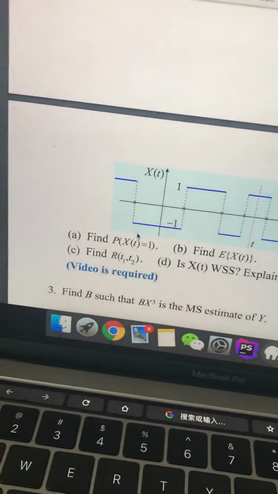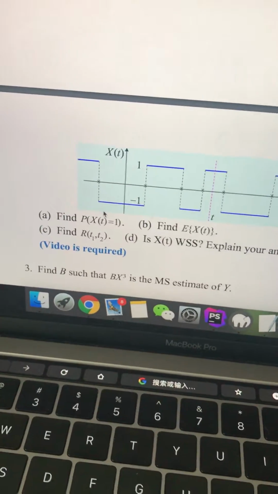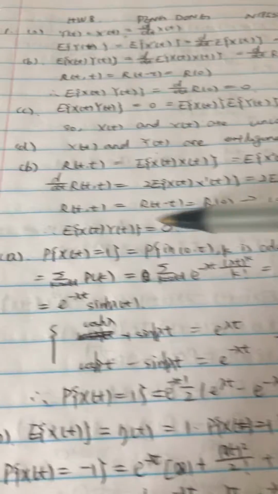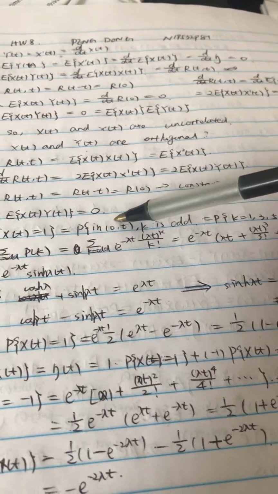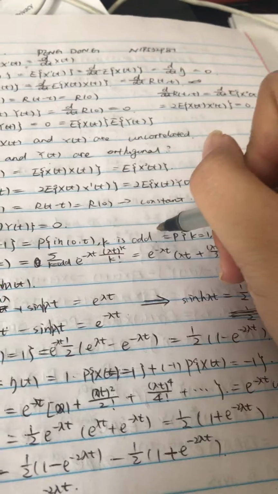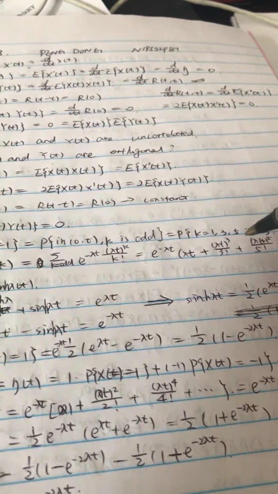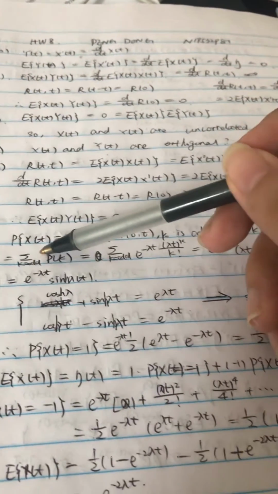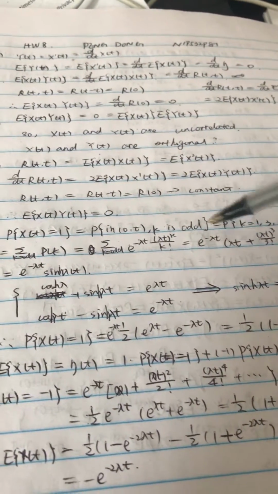The first one is to find the probability of Xt equals 1. Here, Xt equals 1 means that in the interval 0 to t, K is odd. The probability of this is the sum of P(K = 1, 3, 5, 7, etc.), and here we can write this into this formulation.